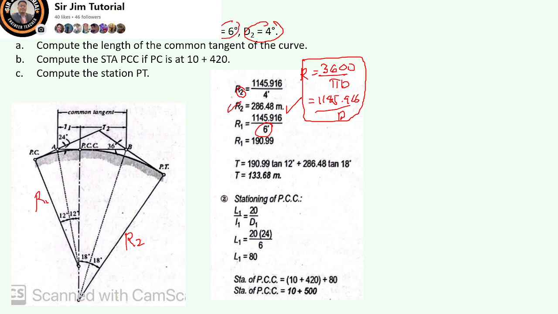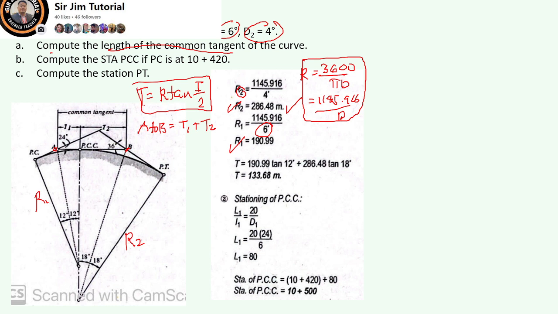Then you can compute R2 and R1. Okay. What is the formula for T? Take note, the formula of T is R tangent I over 2. Okay? Because the question here is to compute the length of the common tangent. The common tangent is this one, A to B, which is T1 plus T2. And the formula is this one.